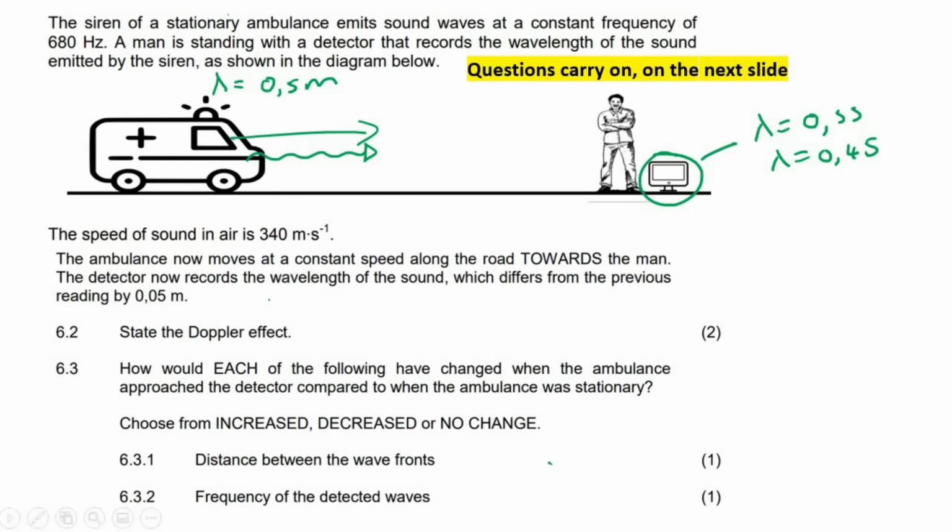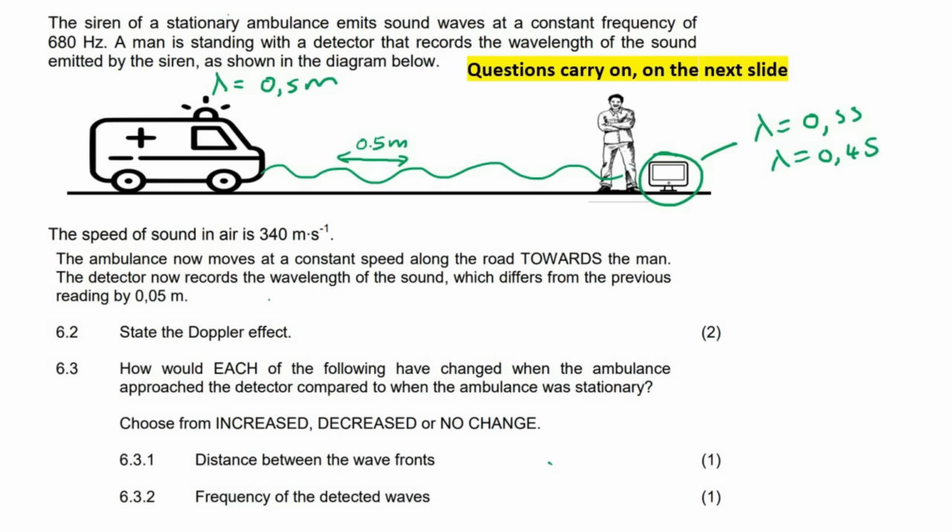Next part. How would each of the following have changed when the ambulance approached the detector compared to when the ambulance was stationary? Remember, in the first part of this question, the ambulance was not moving, and when it was not moving, it was giving off a wavelength of 0.5. That means the distance between two points that are in phase was 0.5 meters.